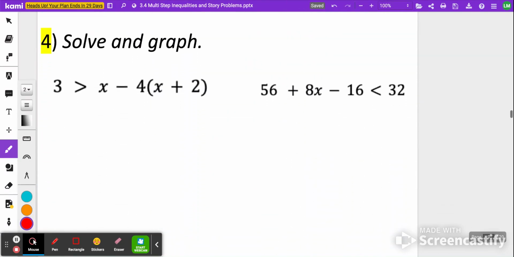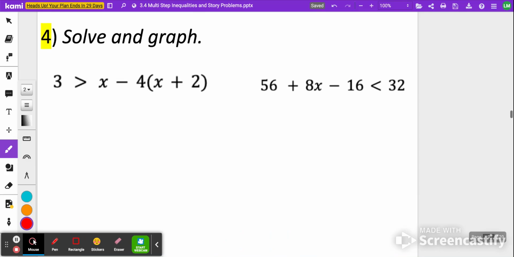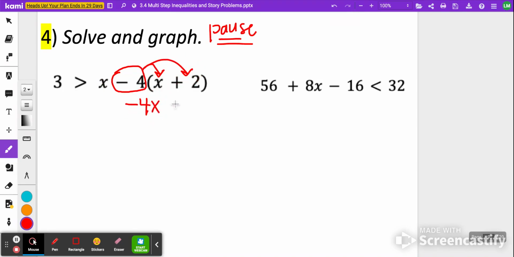We got 1 or 2 more to look at, and then we'll be done with our lesson 3.4 day 1. So again, pause the video here, try both of these on your own, and when you're ready to check them, click play. All right, for this first one, being very cautious, we are distributing a negative 4 to the x and to the 2. Negative 4 times x is negative 4x, and negative 4 times 2 is negative 8.